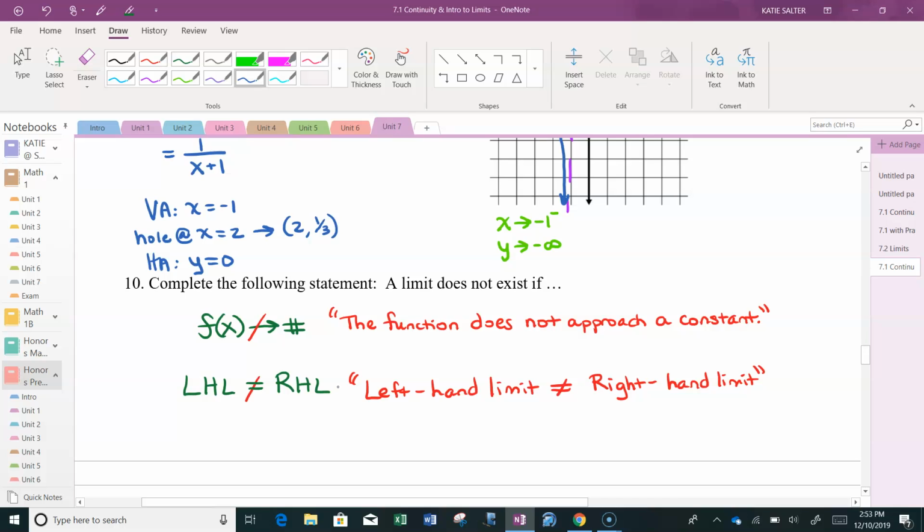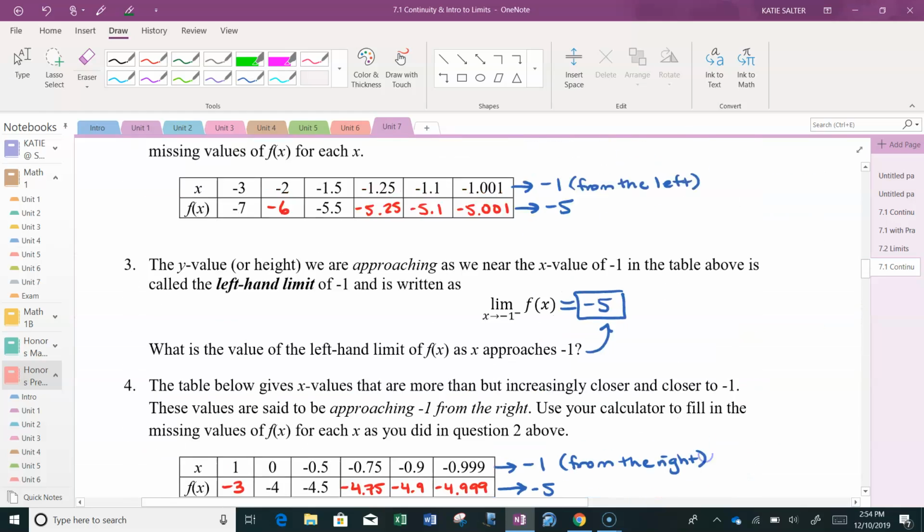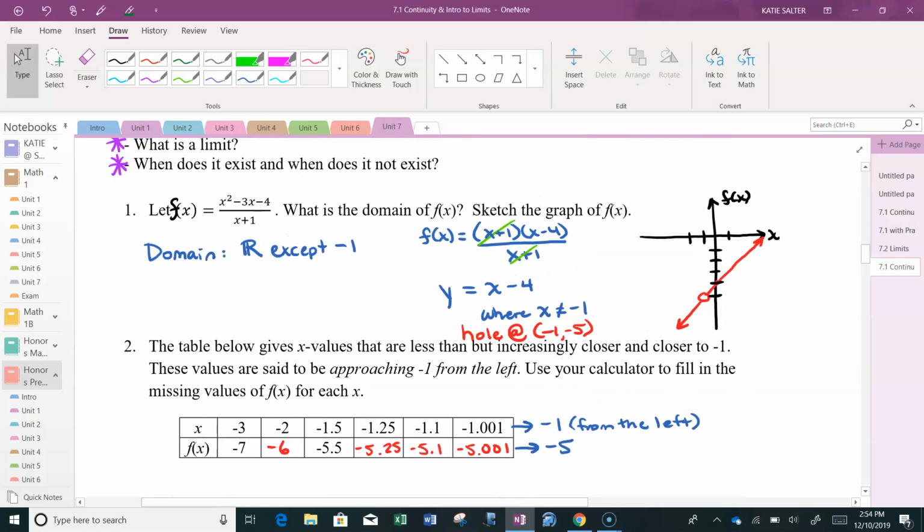So let's go back to the whole removable versus non-removable discontinuities. Pretty much, if you have a hole in the graph where you're trying to find the limit, then that is a removable discontinuity, because the limit does exist. From the left and from the right, you're trying to get to the same intended y value. The only thing that's keeping you from actually reaching it is that hole in the graph. So as long as the left-hand limit equals the right-hand limit, for example, like the very first problem we did, it is okay. A limit will exist if there's just a hole there.